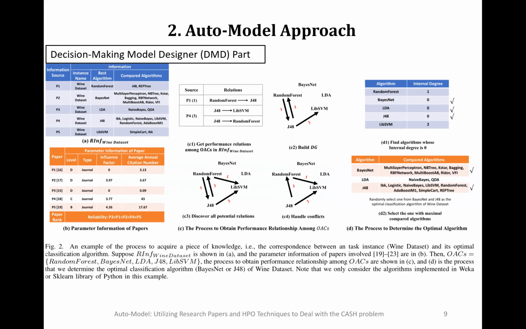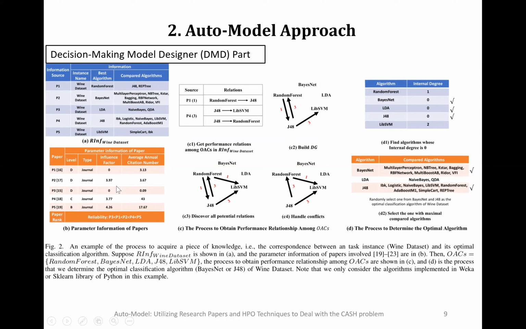This is an example of the previous steps. In this example, we try to find the most suitable classification algorithm for one dataset. Firstly, we extract the performance information related to one dataset from the related research papers, and we get this table. Then we set the reliability score for each paper according to these 4 parameters.